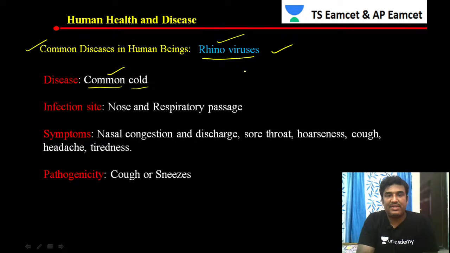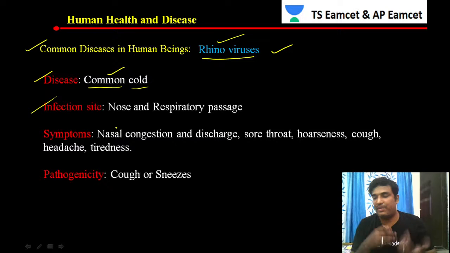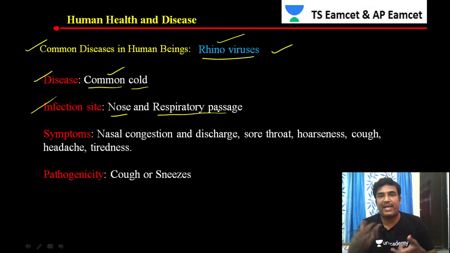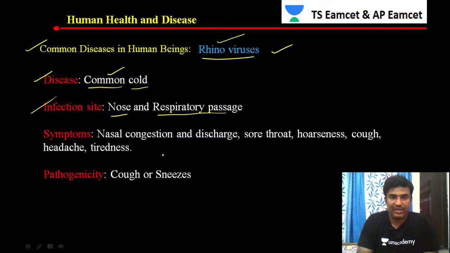So a common disease in human beings is caused by rhinovirus. The name of the disease is the common cold. And what is the infection site? What is the infection site of the person who is suffering with the common cold? The infection site is the nose. So the nose and the respiratory passage are both the infection sites. These are the major infective sites.